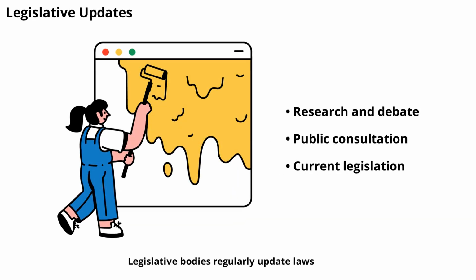Legislative bodies regularly update laws to reflect changing needs and values. This process involves research, debate, and public consultation. Keeping legislation current helps governments address new challenges and maintain legitimacy.